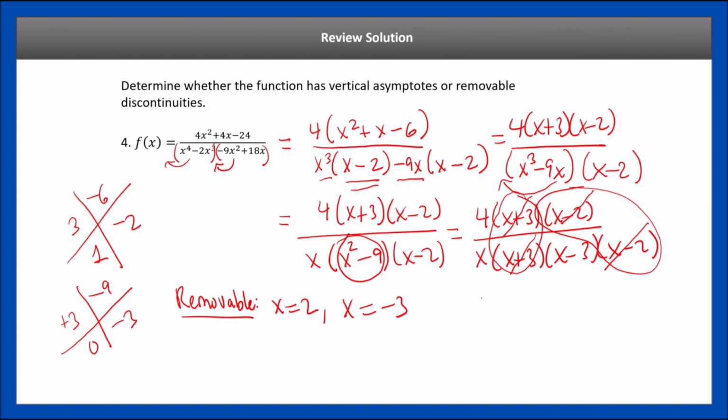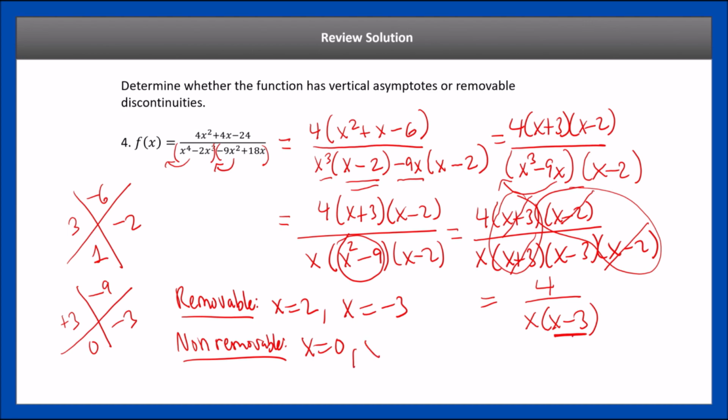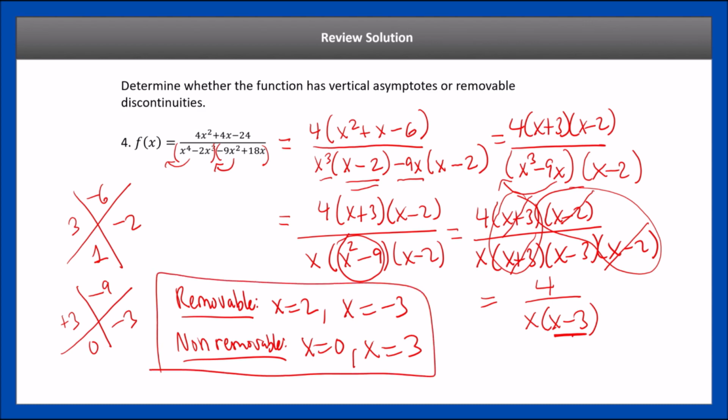All right, so we are left with 4 over x times x minus 3. So in this case, we have two non-removable discontinuities, right? In fact, they're infinite discontinuities, right? They're vertical asymptotes. At x equals 0, if I plug in 0 there, and x equals 3, that makes that 0. All right, so that's removable and non-removable. Hopefully that makes sense. There's a lot of factoring involved, so you might want to refresh up on factoring if need be.